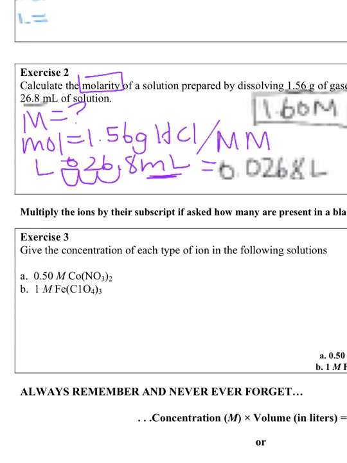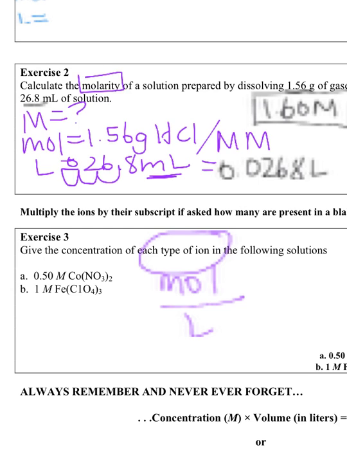Exercise 3. Give the concentration of each type of ion in the following solution. So concentration is molarity, molarity is moles per liter. So this wants to know how many moles of each type of ion are in the following solutions. If you're asked to find the concentration of each ion, we're simply going to multiply the ions by their subscripts to get how many there are in that solution. So let's do example A, and I'll let you do example B on your own.